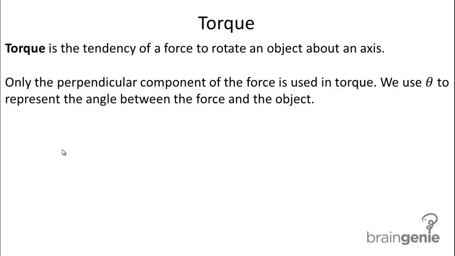Torque is the tendency of a force to rotate an object about an axis. Only the perpendicular component of the force is used in torque. We use theta to represent the angle between the force and the object. Common examples of torque? Well, they include wrenches.